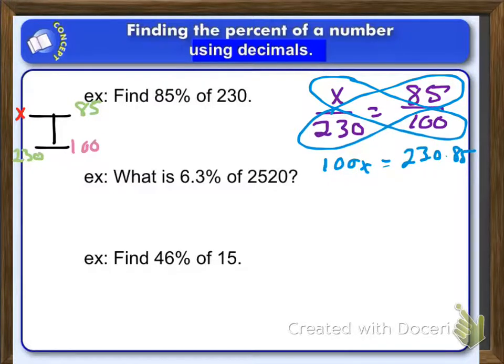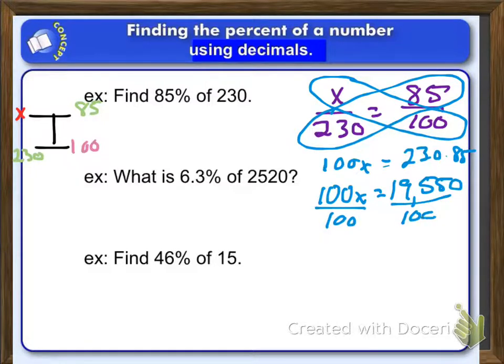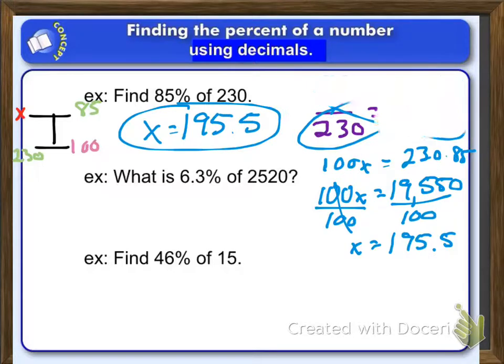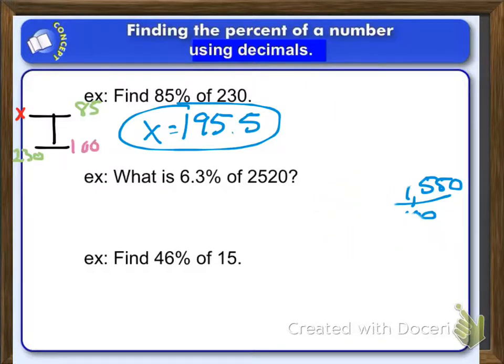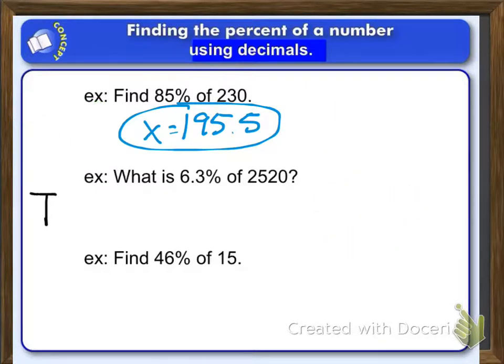Then cross multiply, so I have 100x is equal to 230 times 85, which is going to give me 19,550. Divide both sides by 100 to give me an answer of 195 and 5/10. Okay, hopefully you got that answer. Let's take a look at the second one.